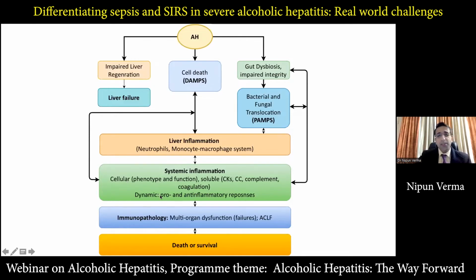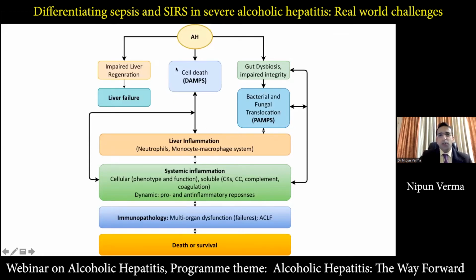There is high dynamicity in this syndrome, where the pro- and anti-inflammatory cytokines are both increased at the initial stages. The dynamic balance over a period of time will determine whether the patient goes on to death or survival. The third major component of this disease is gut dysbiosis, leading to impaired gut integrity, which leads to bacterial translocation as well as fungal element translocation. Their expression molecules are called pathogen-associated molecular patterns, which again incite liver inflammation and systemic inflammation.